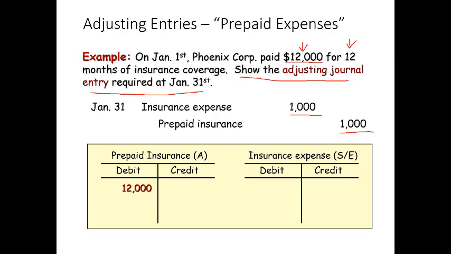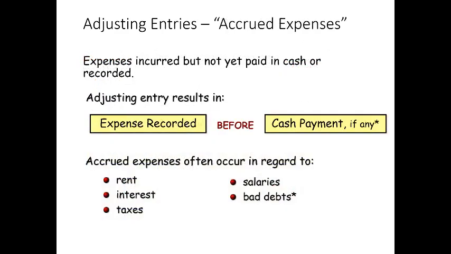So what's left over in prepaid insurance is going to be $11,000. That's good for 11 more months, but we've recorded one month's worth of insurance expense. Just remember, we have a debit for expense. Expenses increase with debits because they decrease our equity, they decrease income, which are credit balances. All right, so that's our prepaid expenses adjusting entry example.